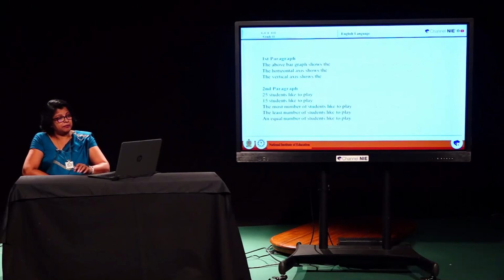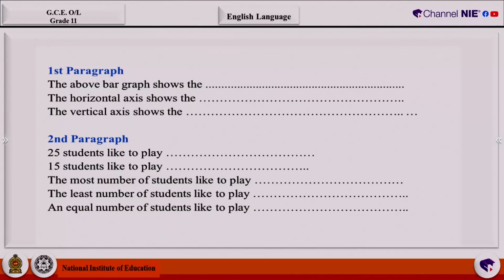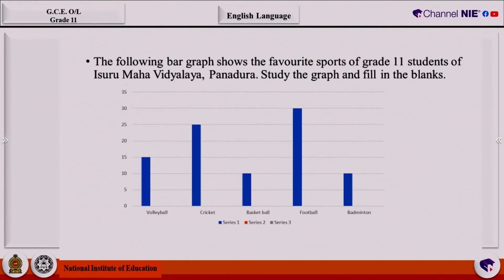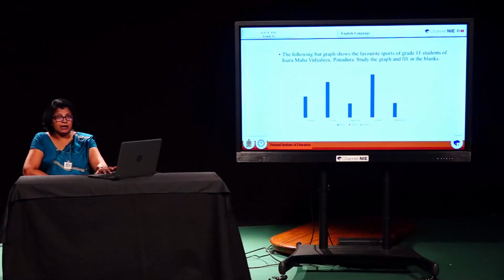Look at this example. So you can introduce the graph first. The above bar graph shows, what does the above bar graph show? It shows the favorite sports of grade 11 students of Isuru Mahavidyalaya. So dear children, we are going to introduce what this graph is about.